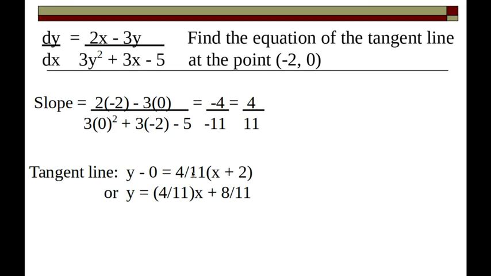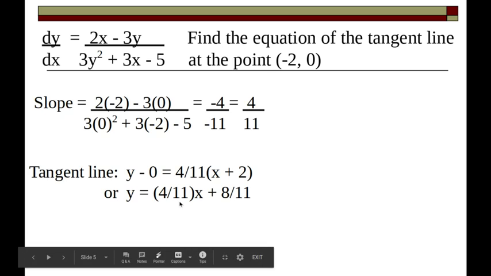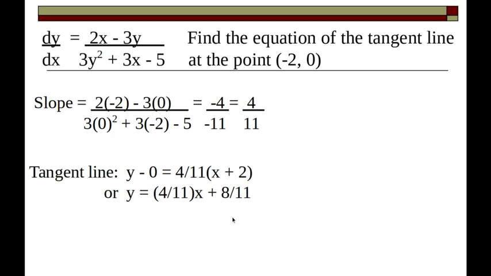We can write it in point slope form, but this one's pretty easy to get y by itself. Just distribute the 4/11 to both terms, and we get y equals 4/11x plus 8/11. And I graphed it on Desmos so you can see it.